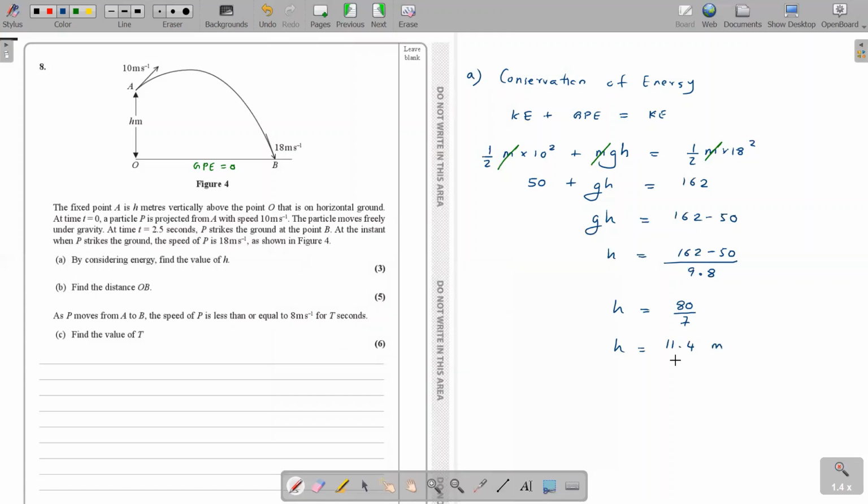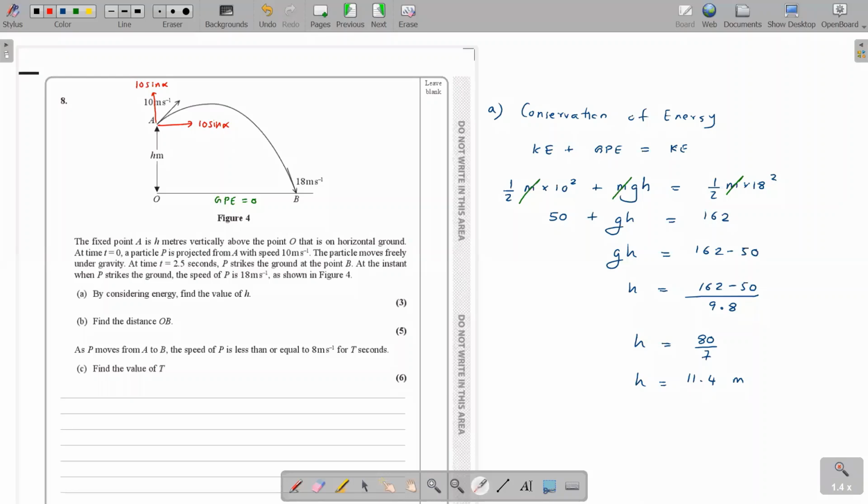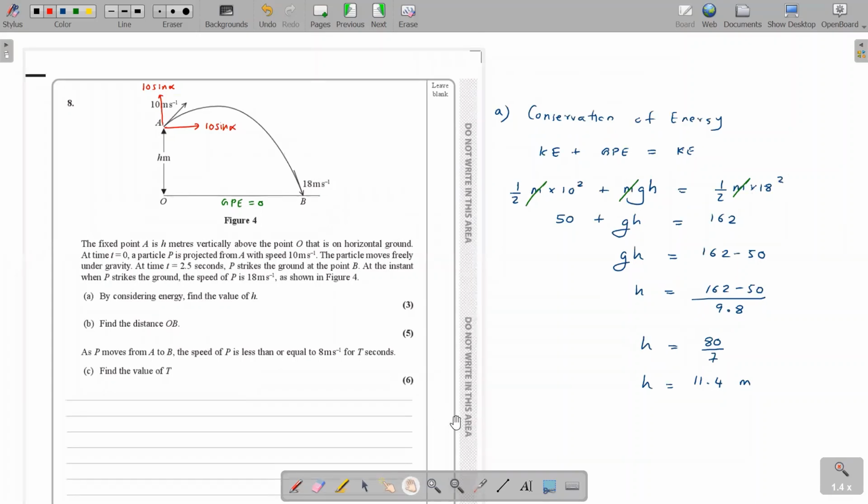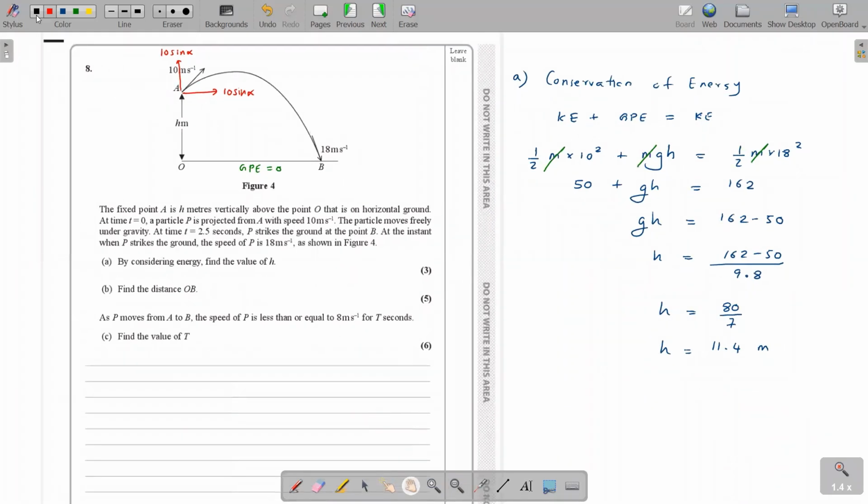Okay, next part. Find the distance OB. What should you do here? In part B, they ask you to find the distance OB. So how do we find it? We found the H value in the previous part, right? So what's the equation? We need to definitely go for the motion equations in part B, since we know the H value, to find the distance OB.